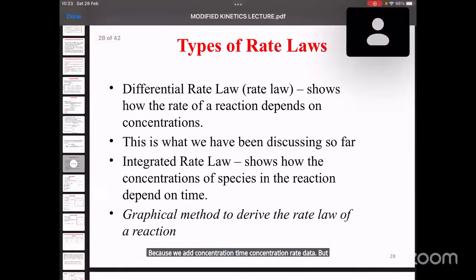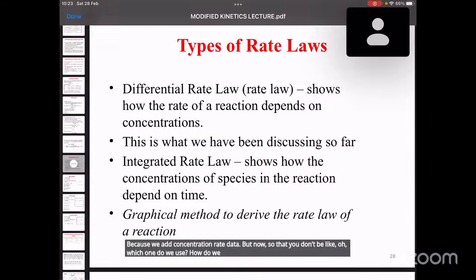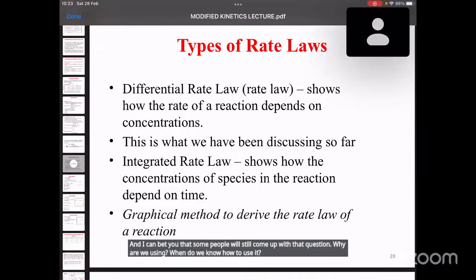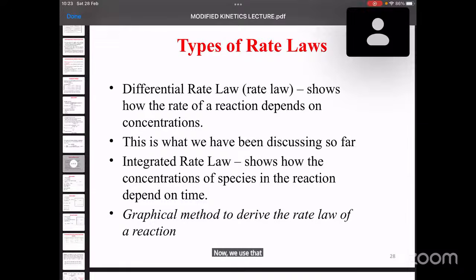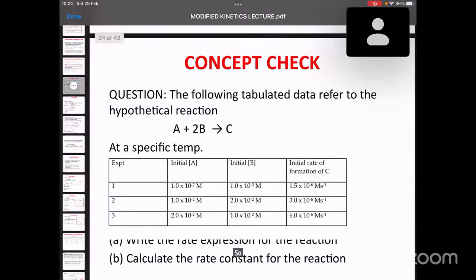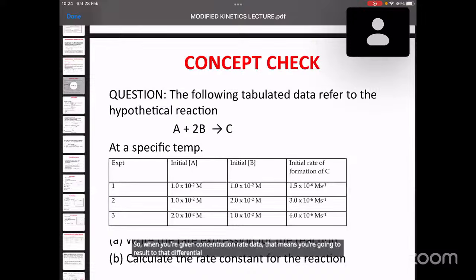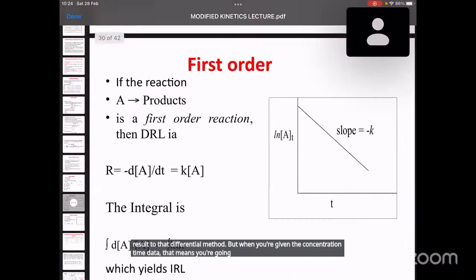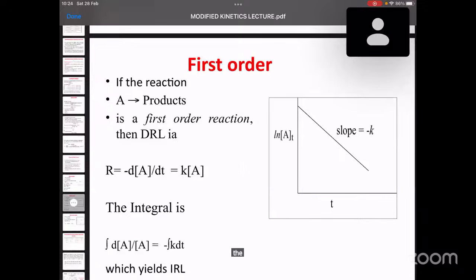But now, so that you don't ask, oh, which one do we use? How do we know which one to use? I know that a lot of you are not listening, and I can bet you that some people will still come up with that question. The kind of data you're given determines the method you're going to use. So when you're given concentration rate data, you're going to resort to the differential method. But when you're given concentration time data, you're going to use the integrated rate law to interrogate your data.